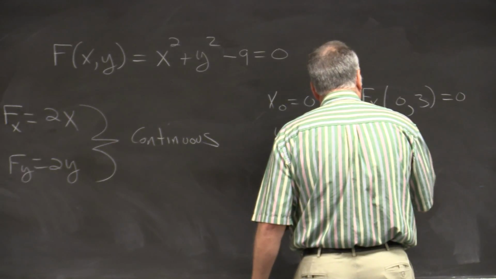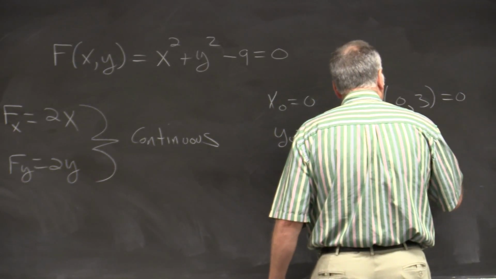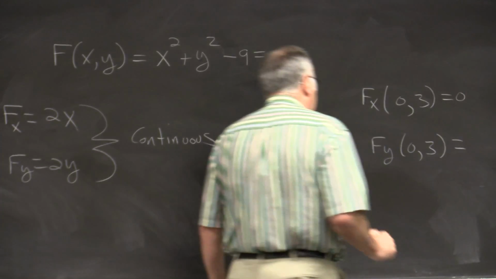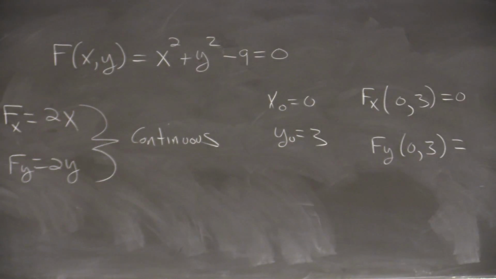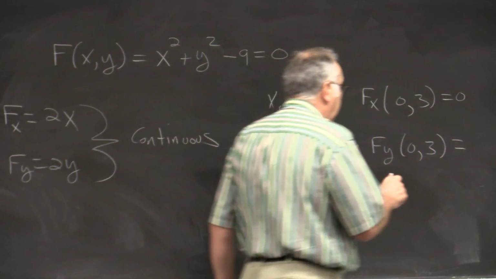What is f sub y evaluated at (0, 3)? 6. Okay. Notice that's not 0.